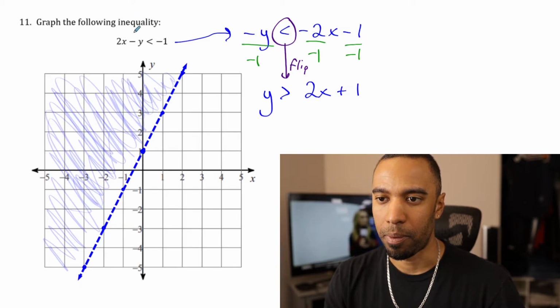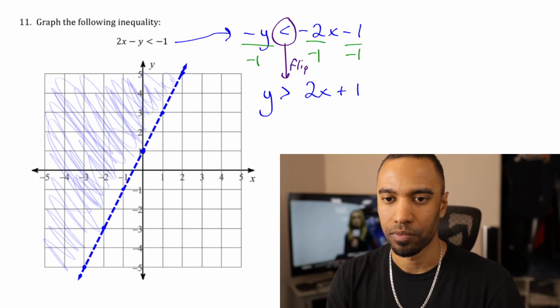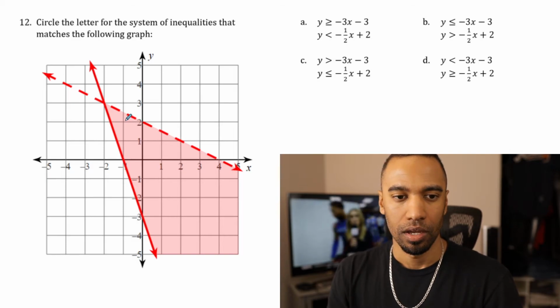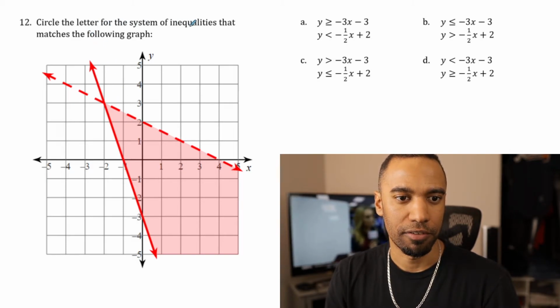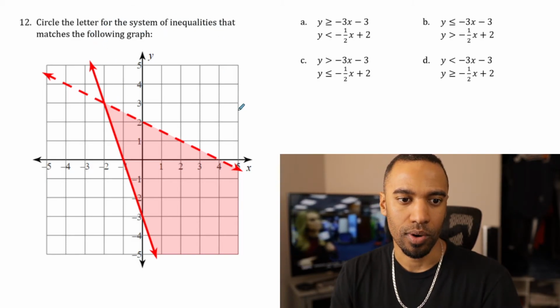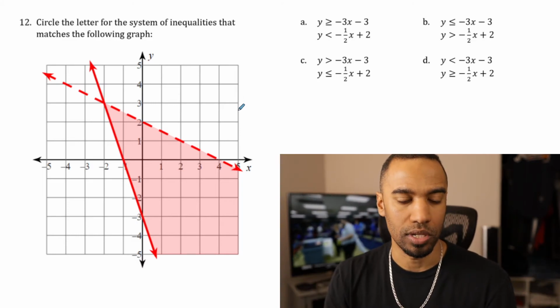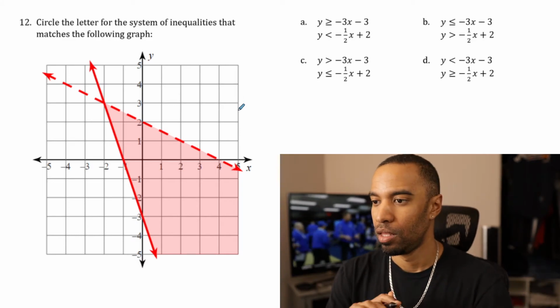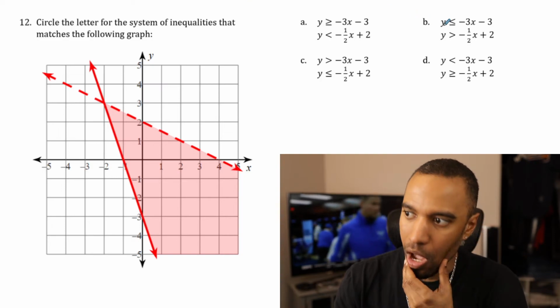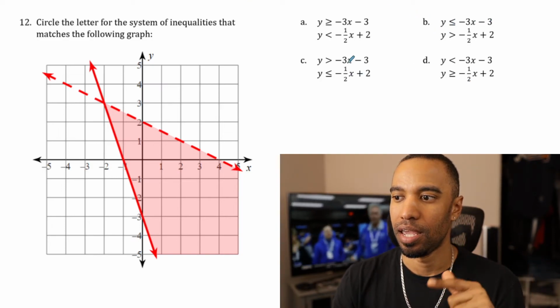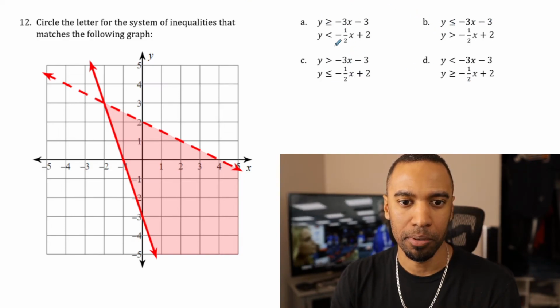And remember, these will build up as we go as well. So this started with a single one, so let's look at the next one. Okay, so number 12, circle the letter for the system of inequalities that matches the following graph. Now this time it's drawn, and we just got to give the answer for this thing. Okay. All these have the same information, but the symbols are all different.